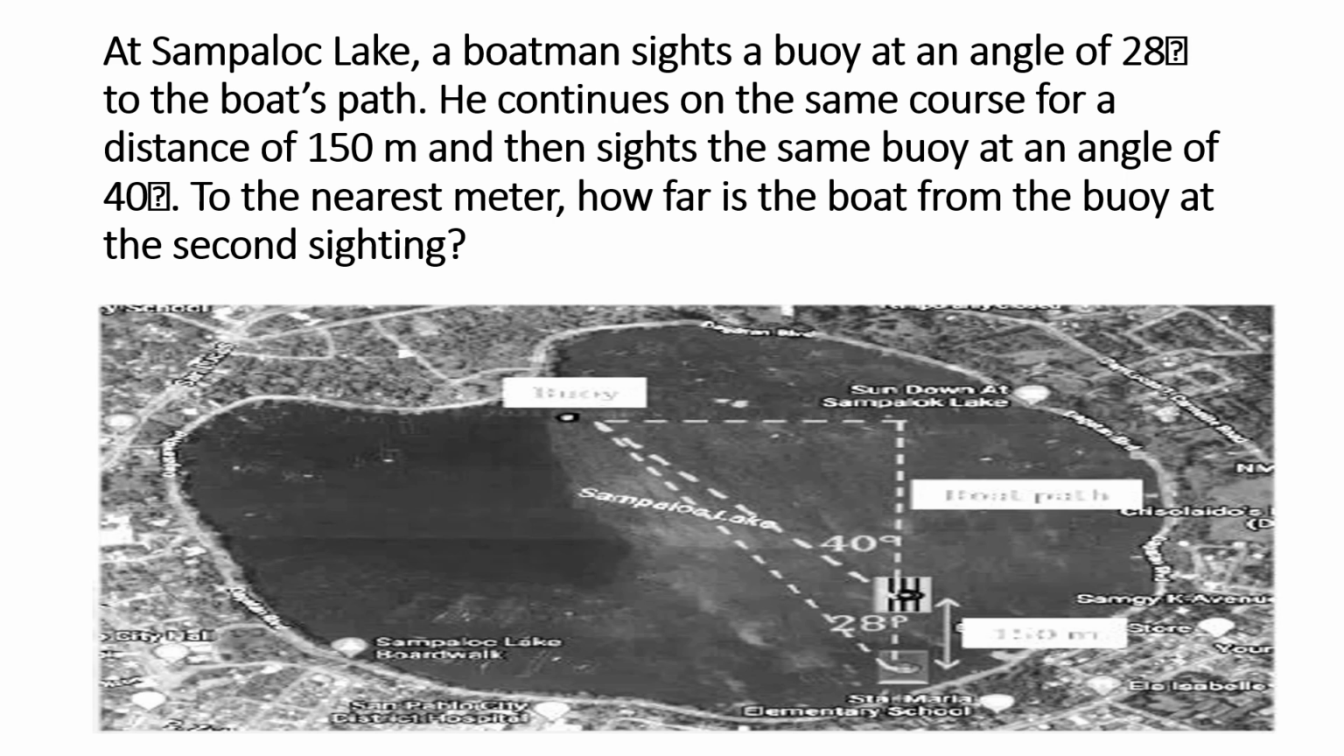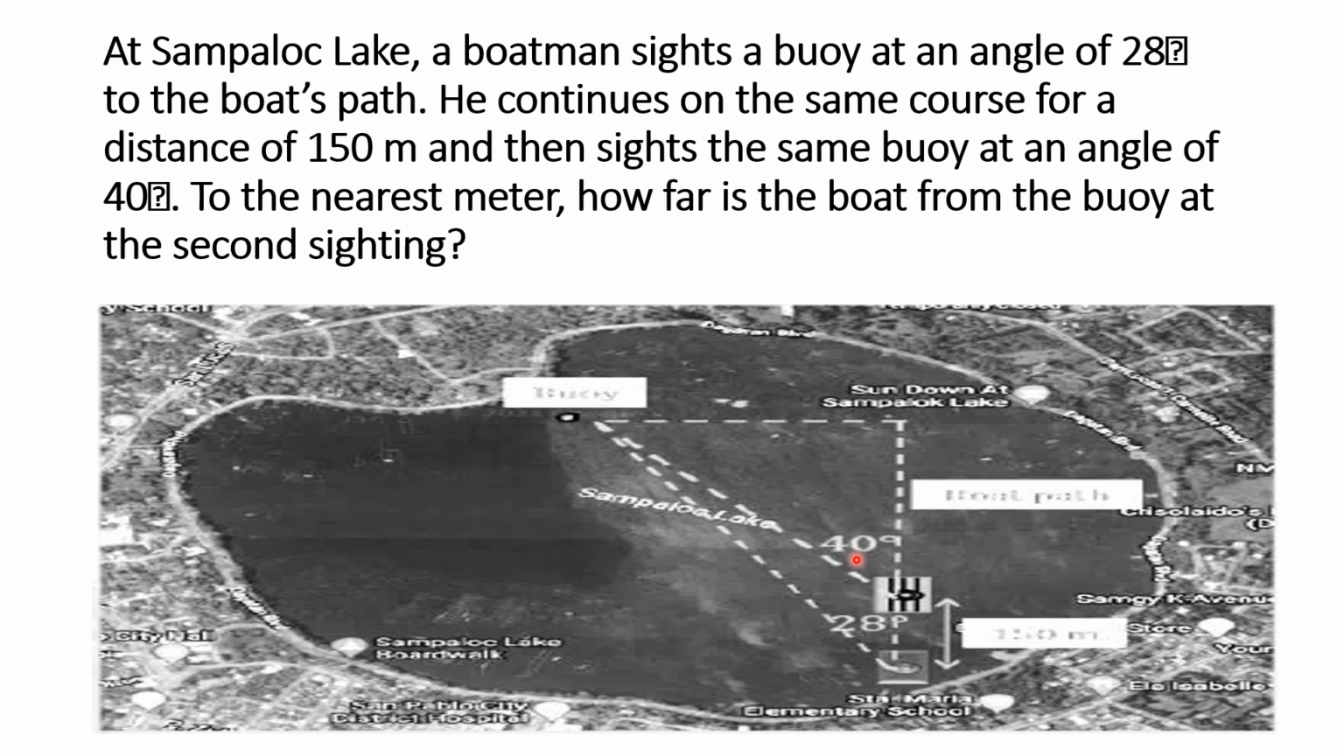Okay. Then for number 2, we are given here that at Sampaloc Lake, a boatman sights a buoy at an angle of 28 degrees to the boat's path. So he continues on the same course for a distance of 150 meters, then sights the same buoy at an angle of 40 degrees. To the nearest meter, how far is the boat from the buoy at the second sighting? To be able to answer this one, let's find first the unknown. This is your 40 degrees, this is your 28 degrees, and this is the 150 meters. What we need to find is the distance from this place up to here.